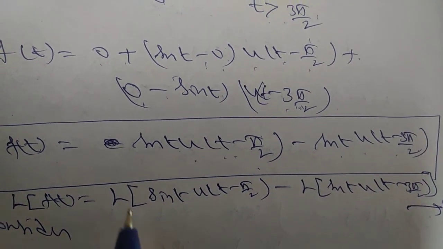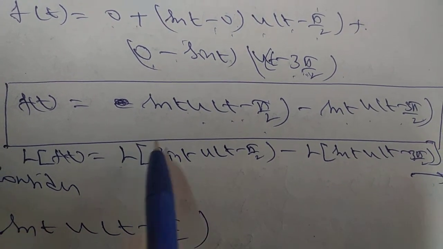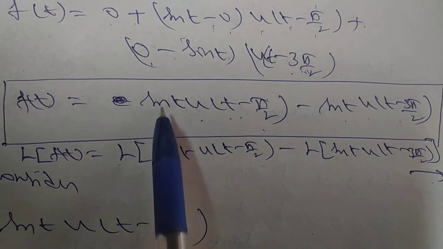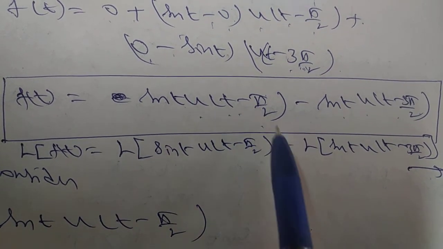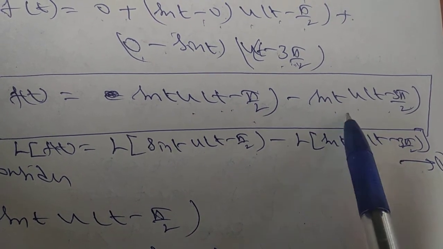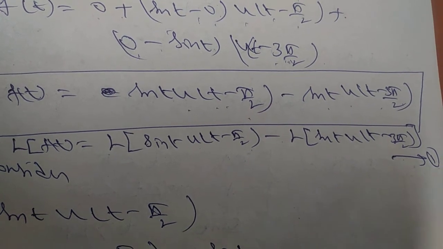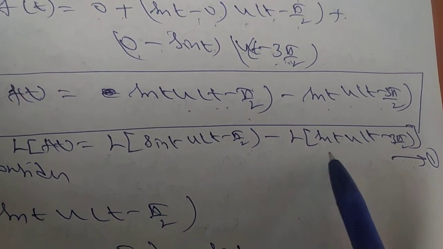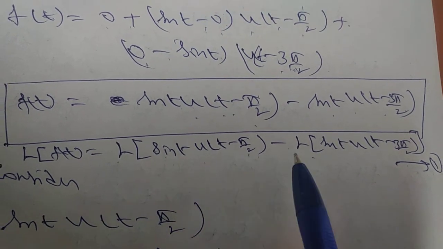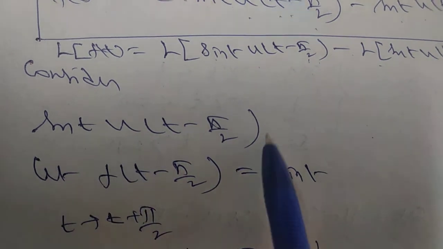So now we want to find the Laplace transform. Take the Laplace transform. Laplace transform of f of t is equal to Laplace transform of sin t into u of t minus pi by 2, minus Laplace transform of sin t into u of t minus 3 pi by 2. So now you have to consider them separately. The first part is sin t u of t minus pi by 2.